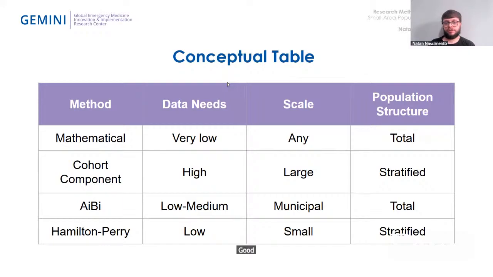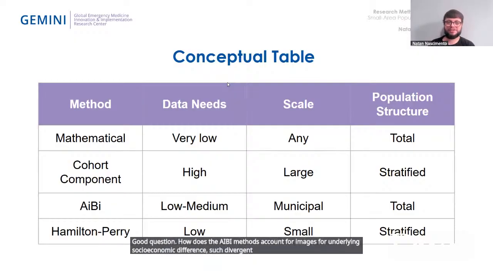Good question. How do the AIBI methods account for and adjust for underlying socioeconomic differences, such as divergent fertility rates, when projecting a larger area to a smaller geographic unit? It doesn't.